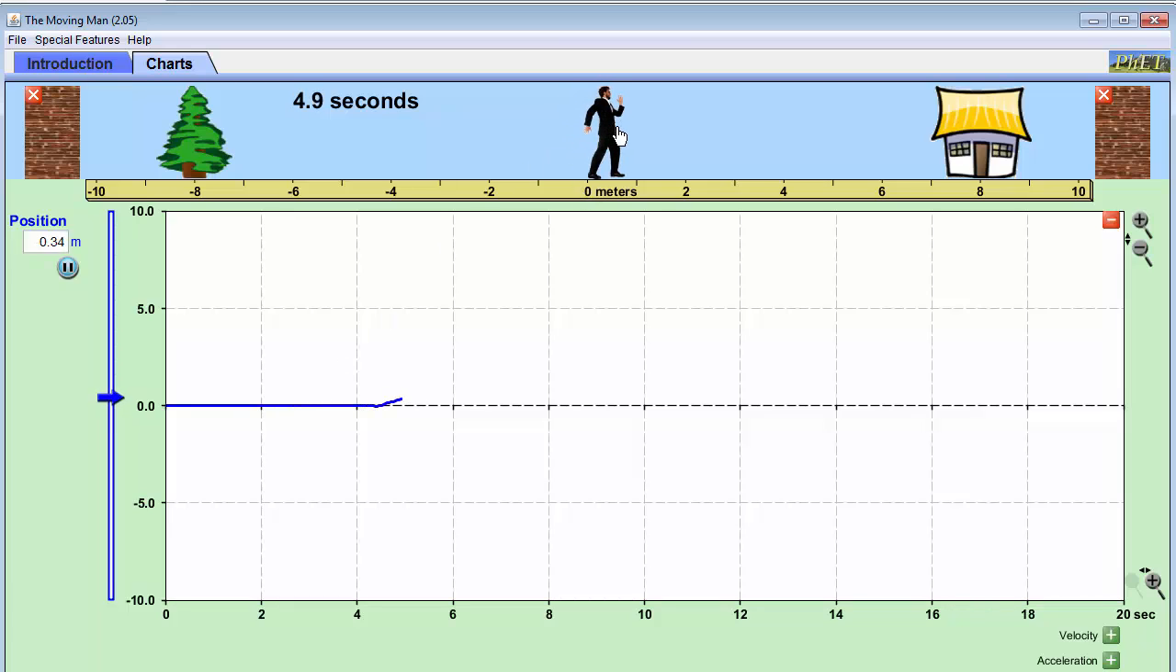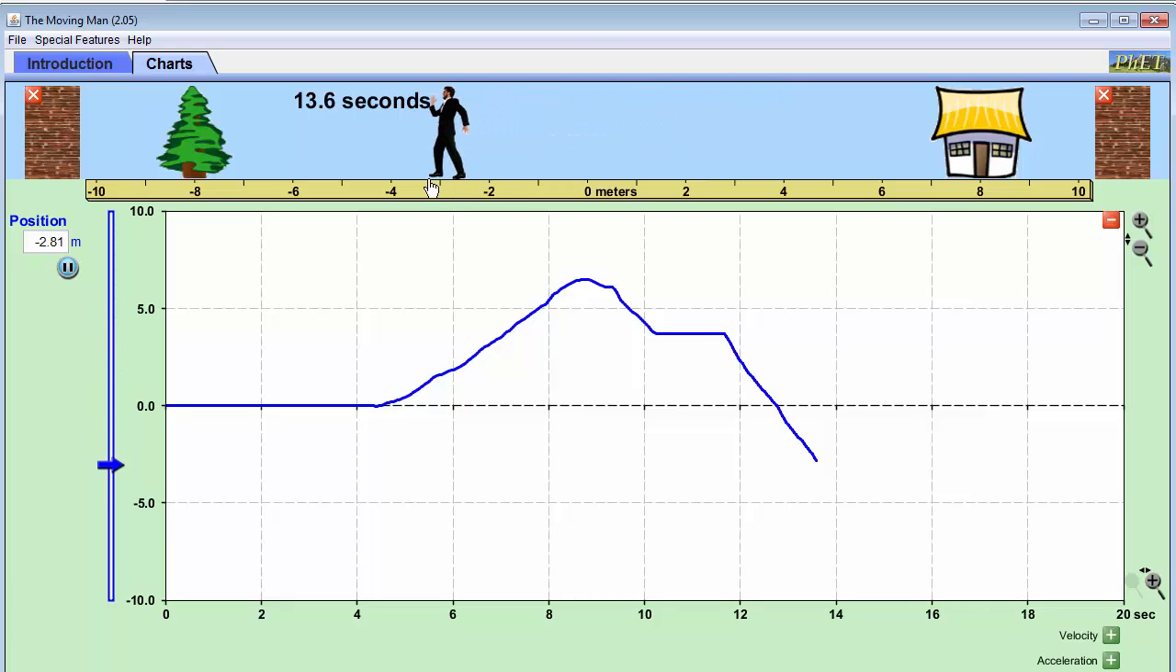Now if I start moving him this way a bit, and I'll try to have it pretty constant velocity, but maybe won't succeed. Well, that's good enough. Alright, so what do we see here?